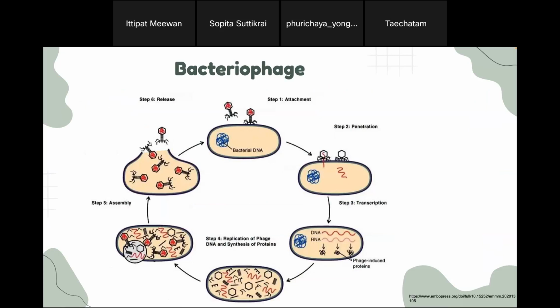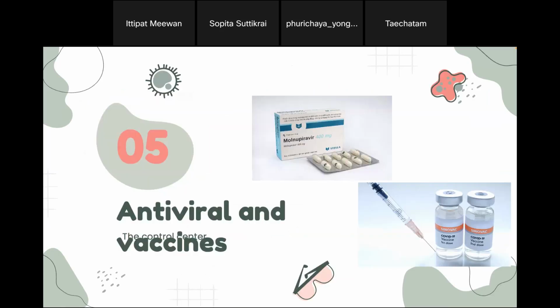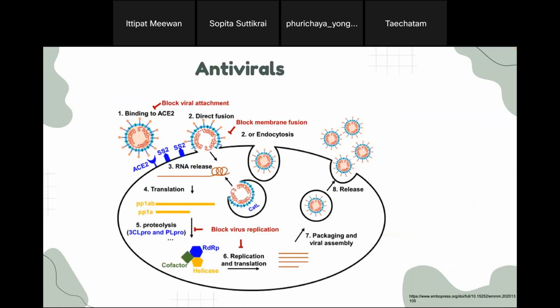the host cells. Okay, so then we will move on to the last part of the lectures, which is antivirals and vaccines, right? So we learned so far what viruses are going to do to our body, and then how we prevent it, or how we fight against those infections, right? So there are two main types of treatment.